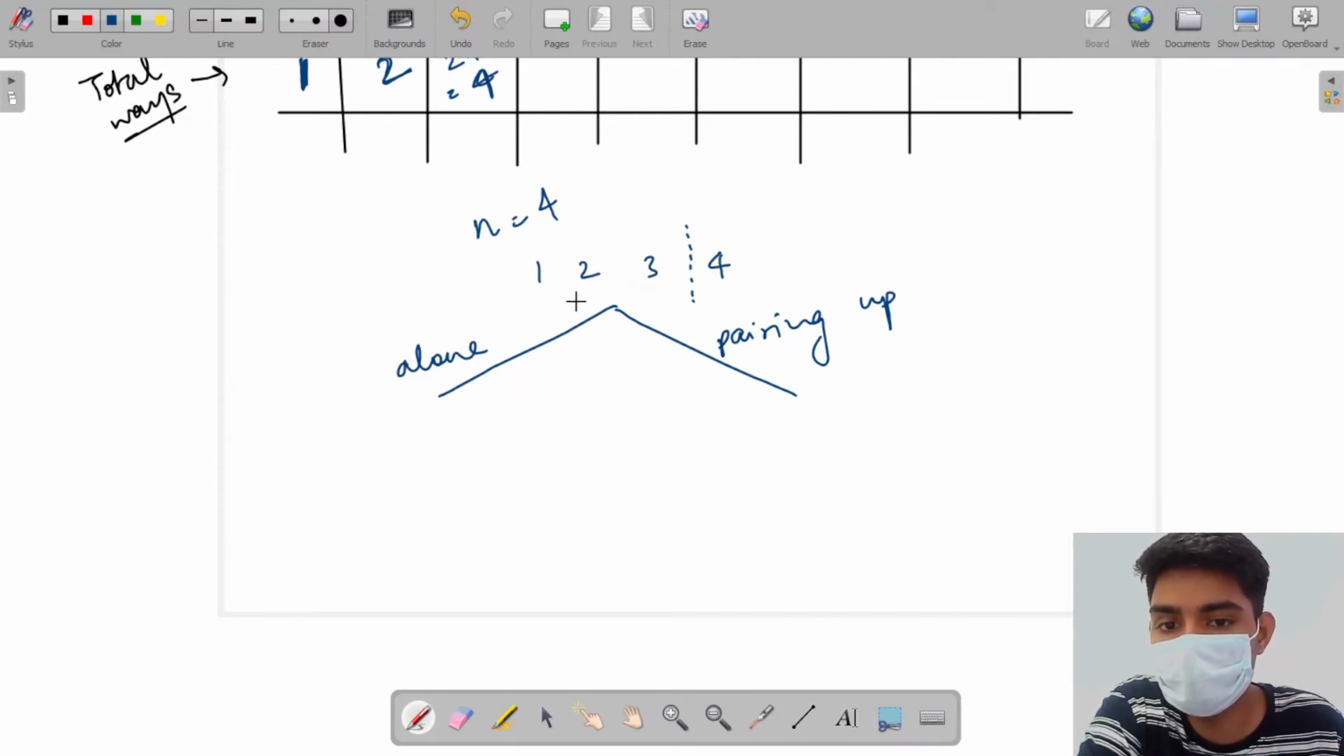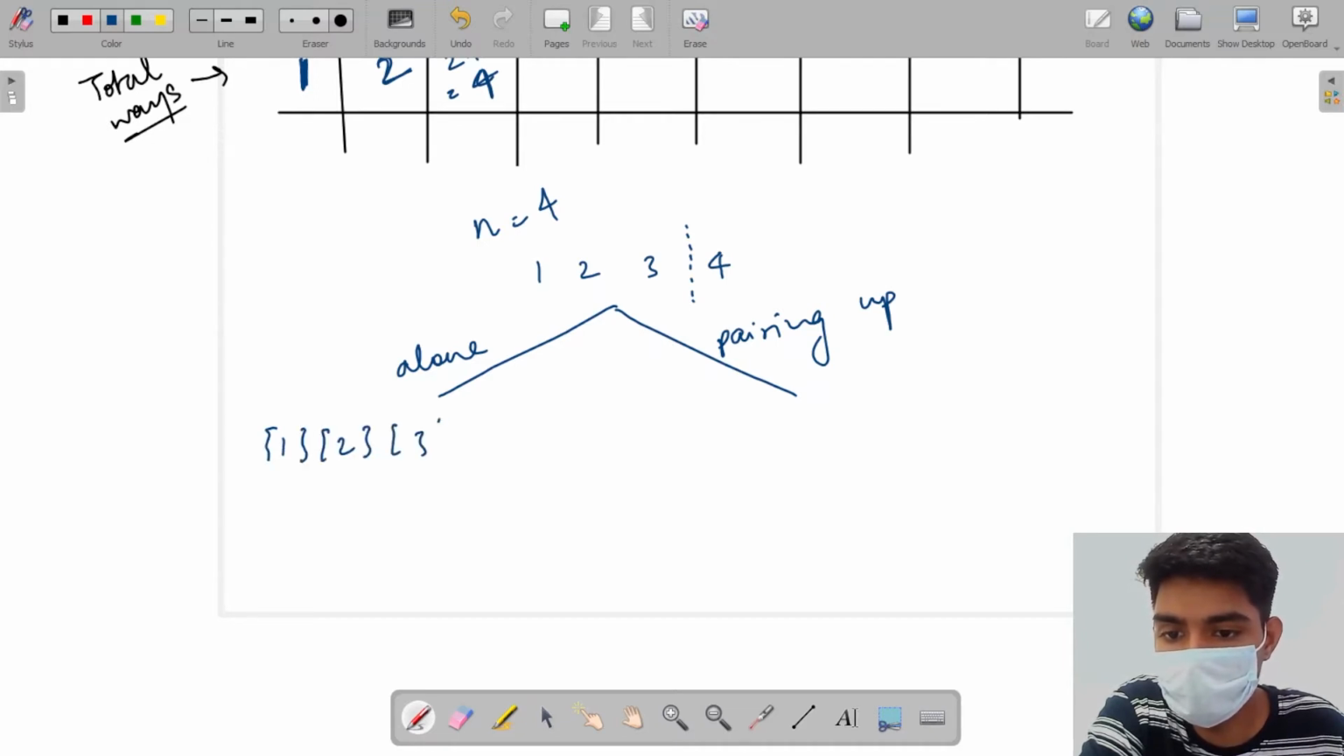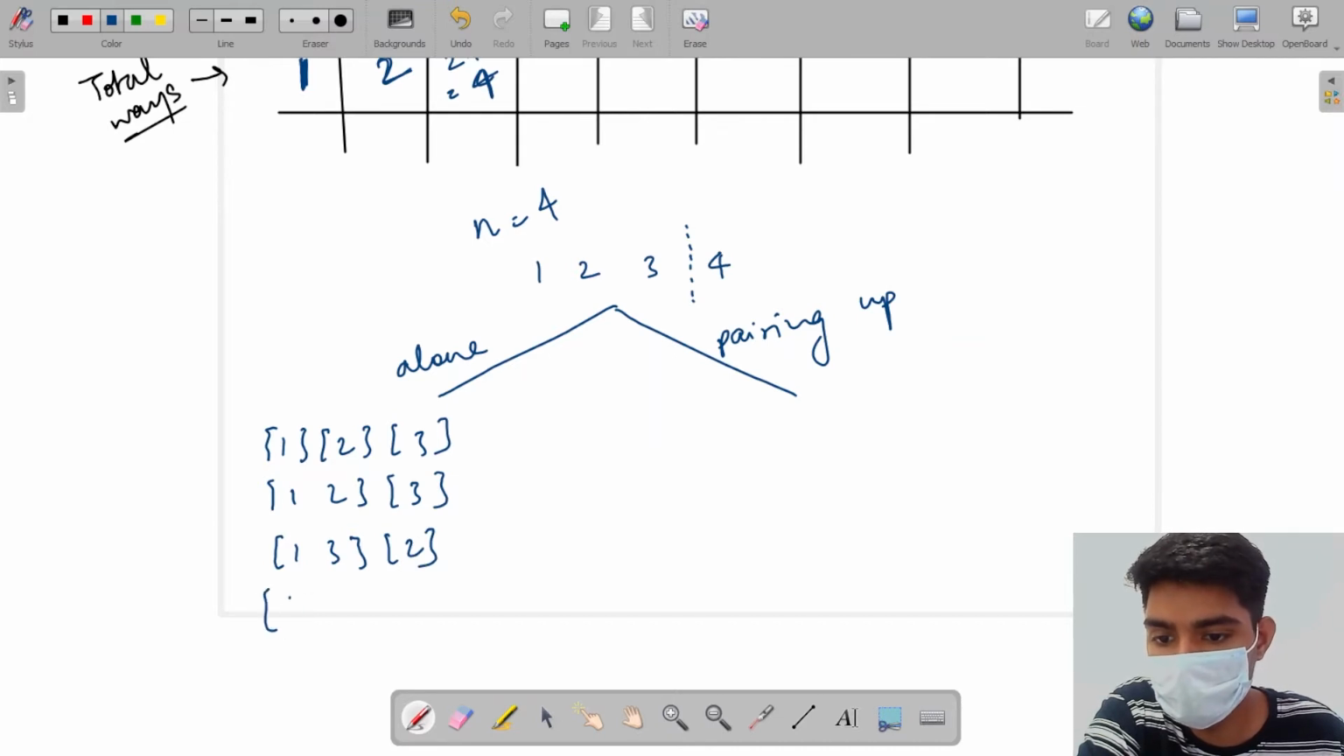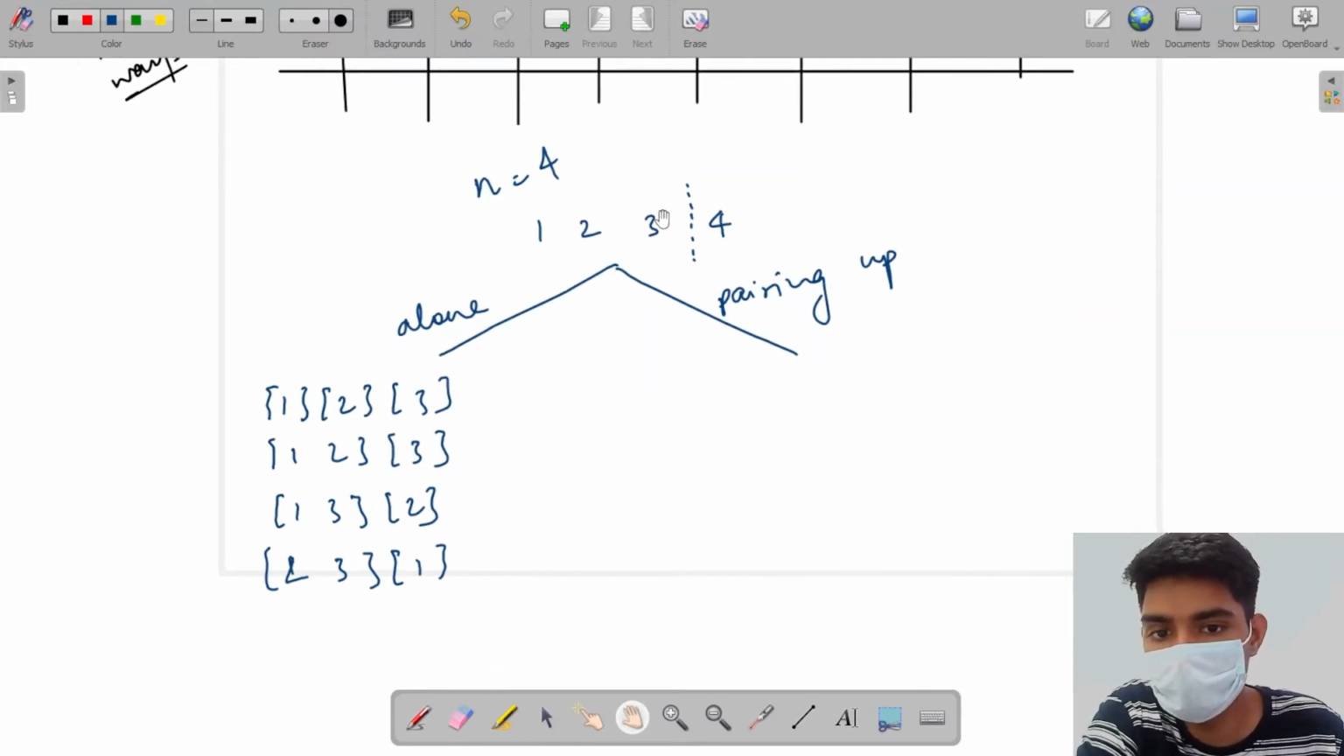And what are the ways for 1, 2, and 3? Right? 1, 2, and 3 can either all go alone, or 1 and 2 can pair up and 3 will go alone. Okay? Or 1 and 3 will pair up, 2 will go alone, or 2 and 3 will pair up, 1 will go alone. Okay? These are the ways for 1, 2, and 3. And now, since 4 is going alone, 4 can pair up with these ways.